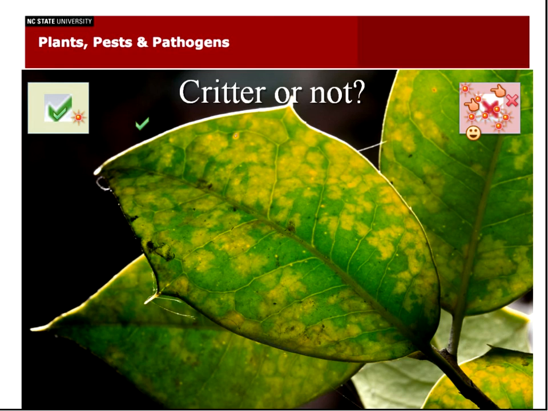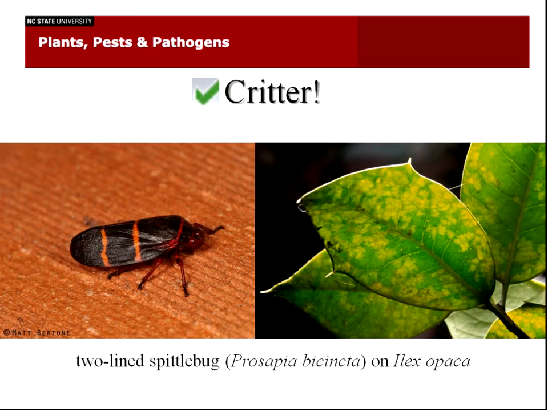Okay. Yes, it does look like a pathogen, but it's not. It is actually the feeding damage of adult two-lined spittlebugs on holly. This is one of the adult feeding hosts, and they rest on the leaves and start to suck because they're a bug. They're going to have these sucking mouthparts. They start to suck on the leaves, and this creates this damage, the yellow blotches on the leaves. So that was a tricky one. Yeah, it does look like a disease, but it's actually caused by spittlebugs.